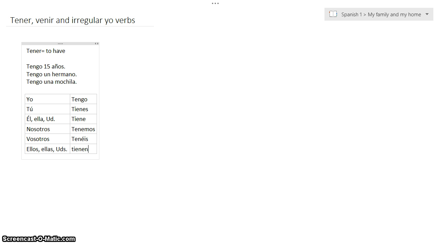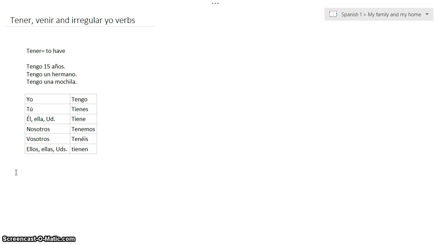So tener, generally speaking, does mean to have. So yo tengo 15 años means I have 15 years. Yo tengo un hermano, I have a brother. Yo tengo una mochila, I have a backpack. But tener can also be used in a bunch of different expressions. So these expressions are just memorization expressions.